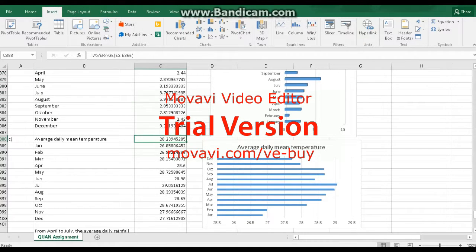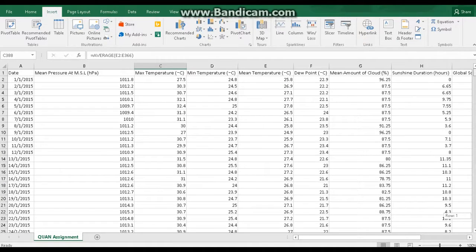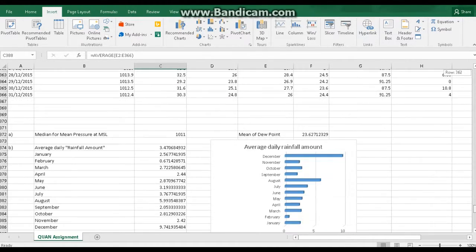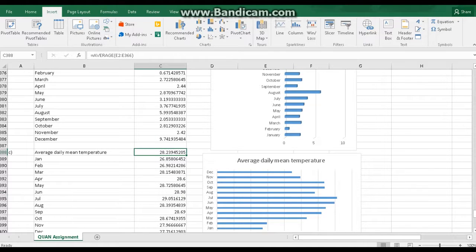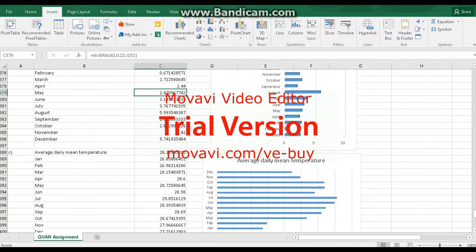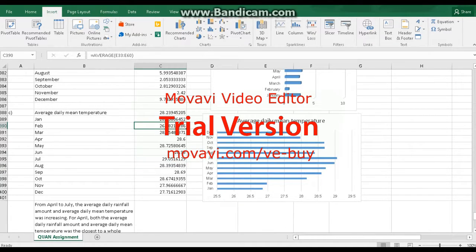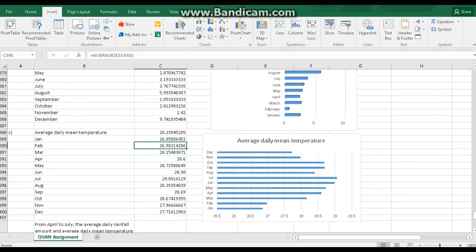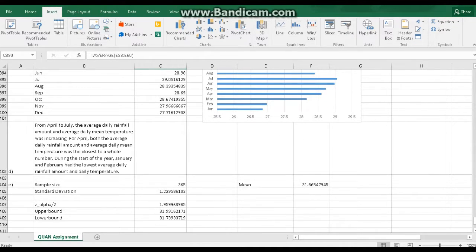For part C, I did the same thing, equals average, just that I had to find the column for mean temperature, which was column E. So I did equals average for everything, except that it's changed from J to E. I did it for the 12 months and generated the bar chart using the same 3D bar, except that I titled it average daily mean temperature.